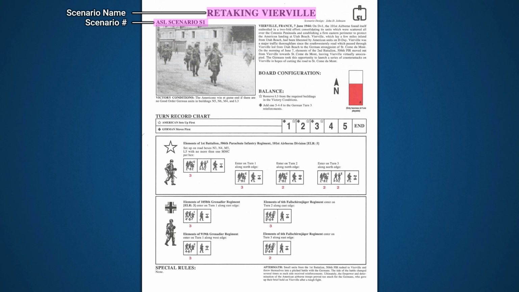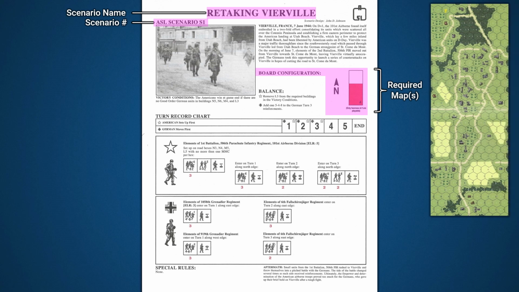Let me draw your attention to the board configuration area of the scenario sheet. Here you will learn which map is required to play this scenario. For Retaking Vierville, we will need map Y. A map's identifying letter can be found printed in the upper right-hand corner. The map icon on the scenario sheet can be a little confusing because the scenario requires it to be placed upside down.